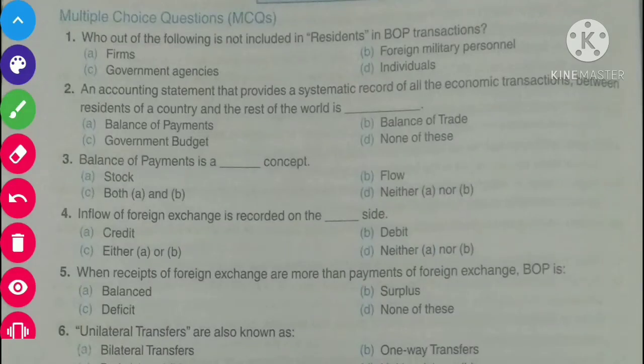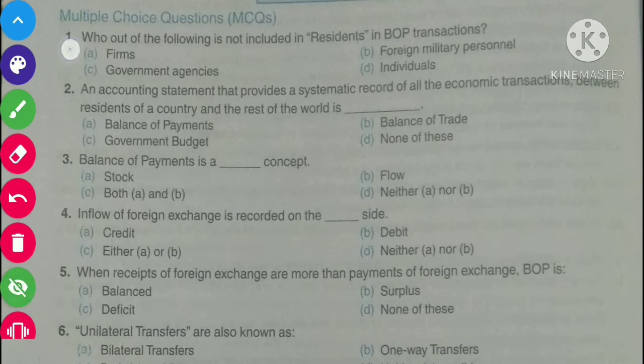Today we are going to start balance of payment from macroeconomics book, class 12th economics. So let's get started with the first question.